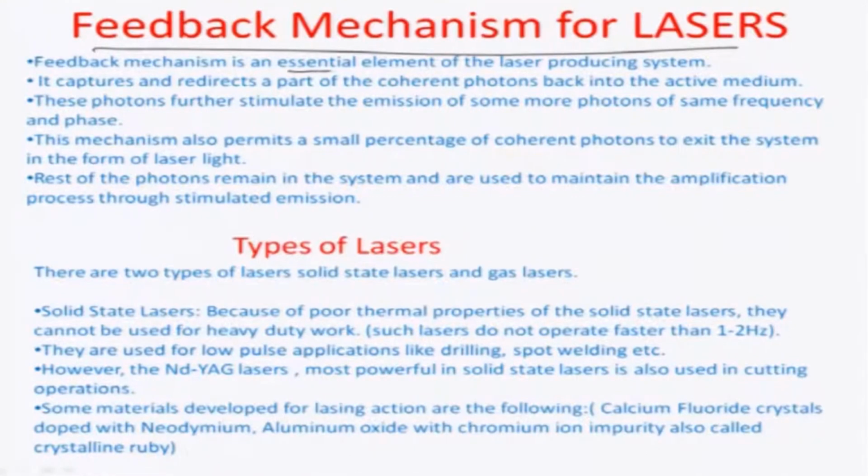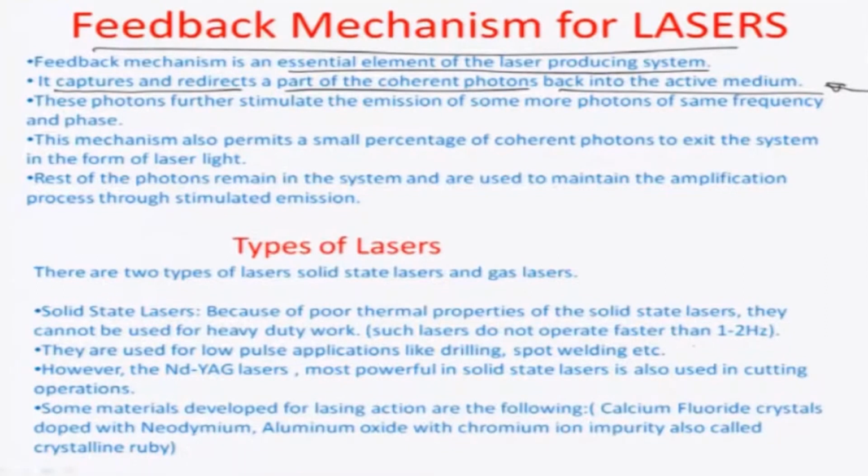So the feedback mechanism is essentially an element of the laser producing system, and it will minimize the losses of the lasing system essentially. So, one of the roles that a feedback mechanism has is that it captures and redirects a part of the coherent photons back into the active medium, okay, as if these photonic emissions, if they are captured and put back into the medium, would be responsible for all the stimulation. Okay. So, they can stimulate further higher energy state atoms, and all of them can stimulate the emission together. So, the more you can save from getting lost, the more energy intensive the stimulated state would be in terms of number of photons.